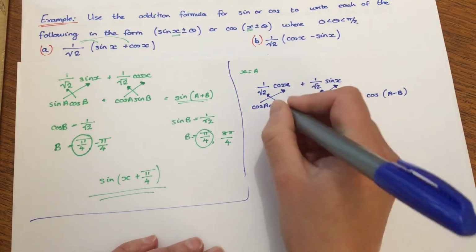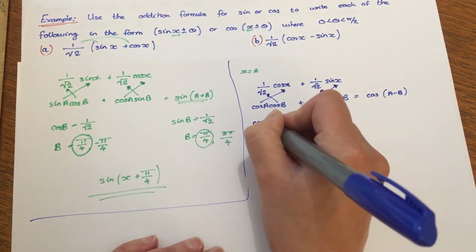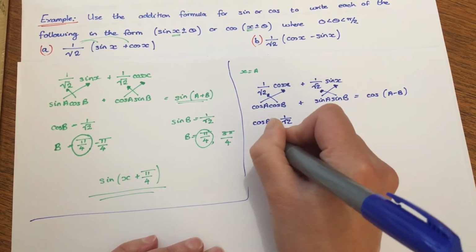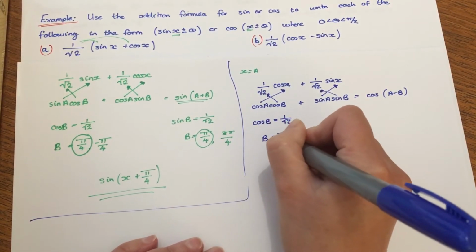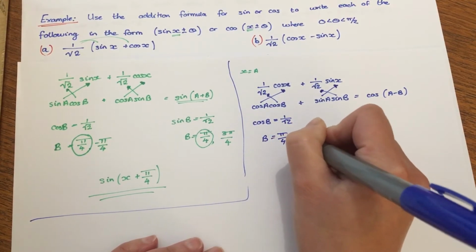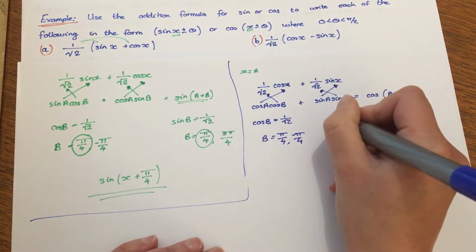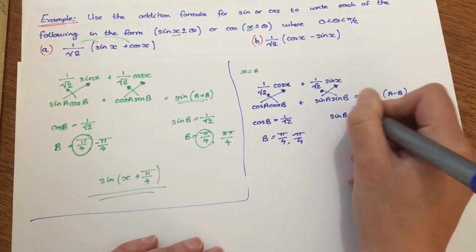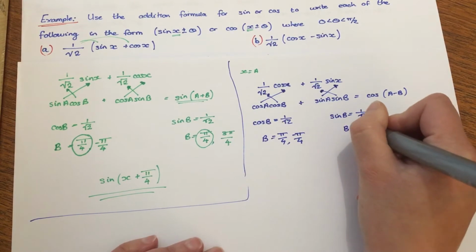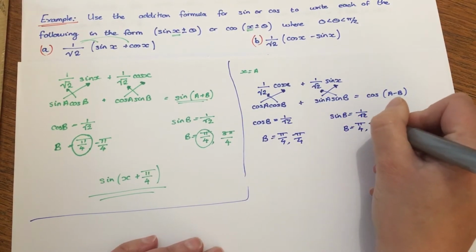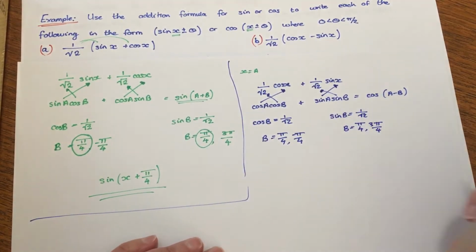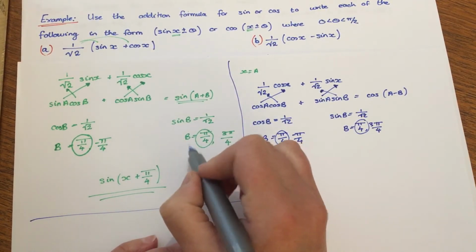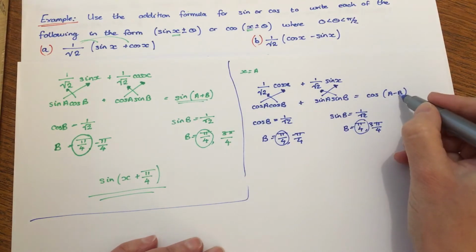Okay, so I know from this side that cos of b equals 1 over root 2. I could inverse cos that, and I get pi over 4, or minus pi over 4. I know on this side that sine of b is 1 over root 2. I could inverse sine this and get pi over 4. There's 3 pi over 4. And of course it would have to be those ones, which is exactly the same as what we've got over there. But this is the subtraction formula for cos.